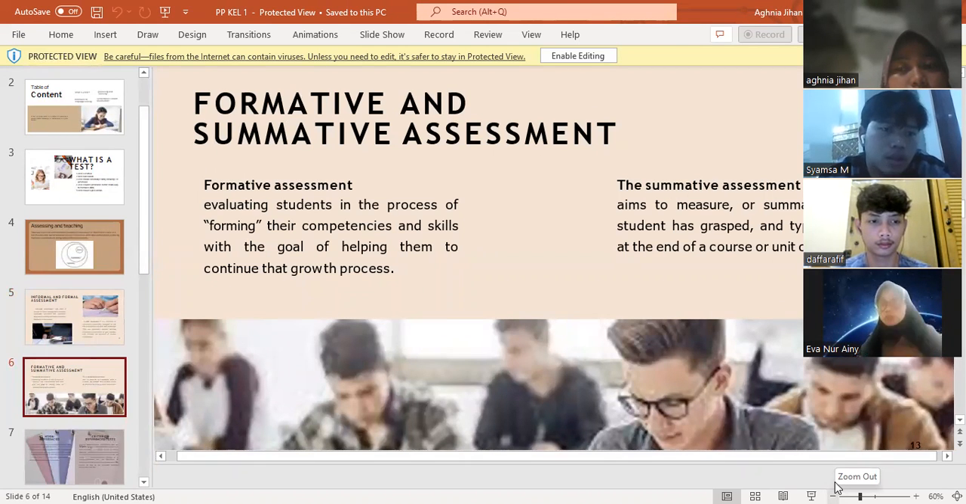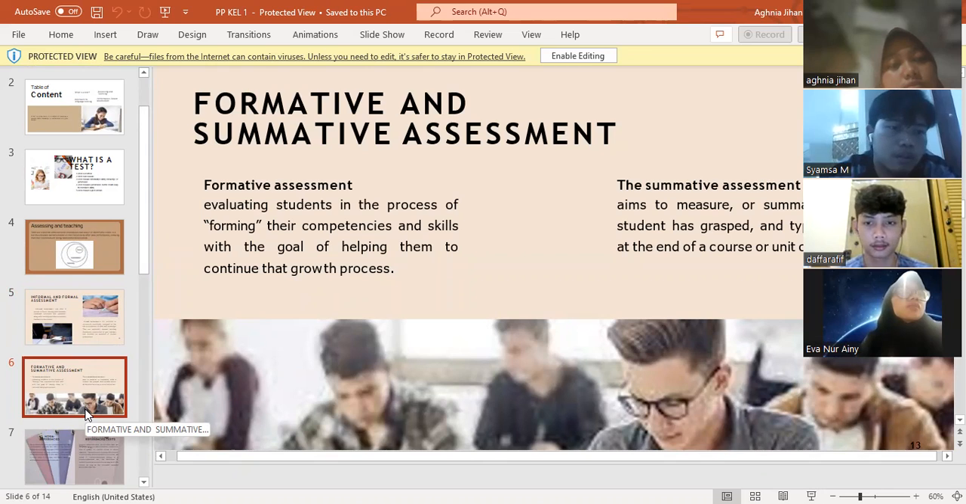Another useful distinction to bear in mind is the function of assessment. How is the procedure to be used? Two functions are commonly identified in the literature: formative and summative assessment. Okay, most of our classroom assessment is formative assessment.